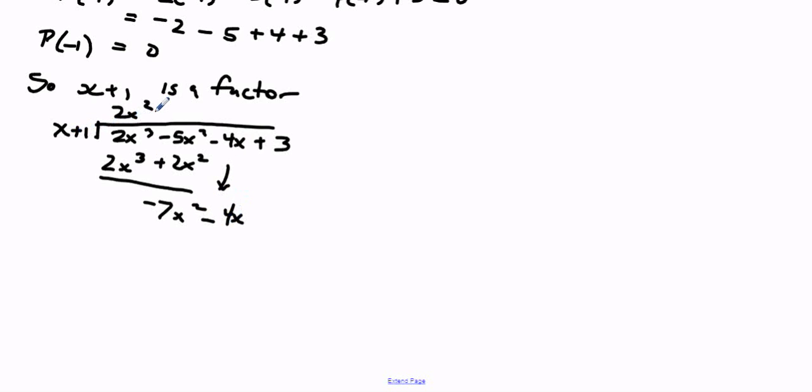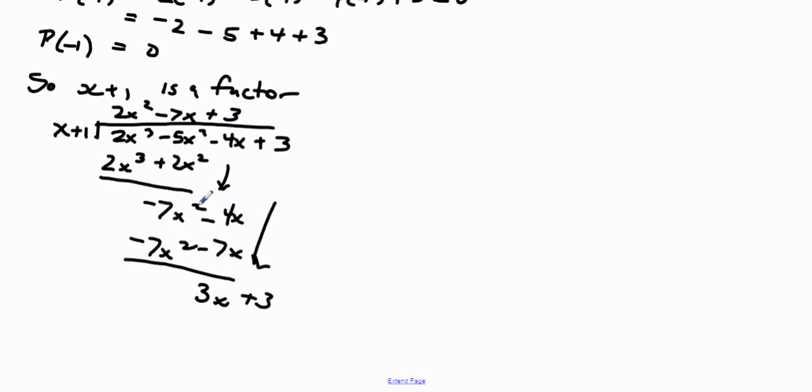So now I've got minus 7x, which will give me minus 7x squared here when I multiply this one by this one. Minus 7x times positive 1 is minus 7x. And again, I subtract. This is 0. This is 3x. Bringing down the 3. So I know that if I multiply this by positive 3 here, 3 times x is 3x. 3 times 1 is 3. So I have no remainder, which is supposed to be the case because we decided that x plus 1 was a factor, so the remainder should be 0.